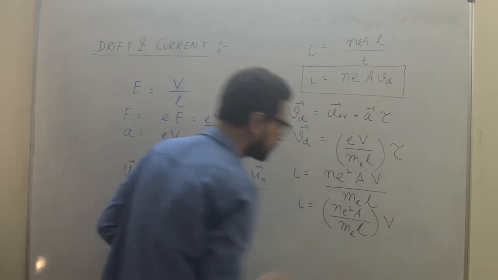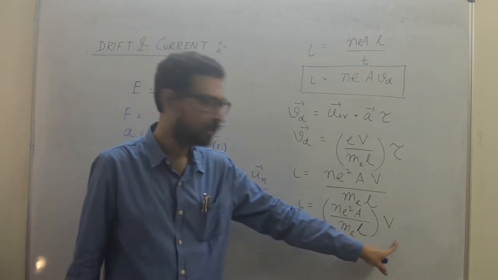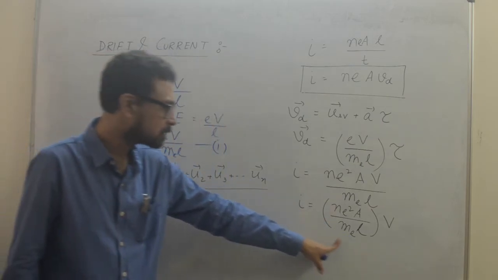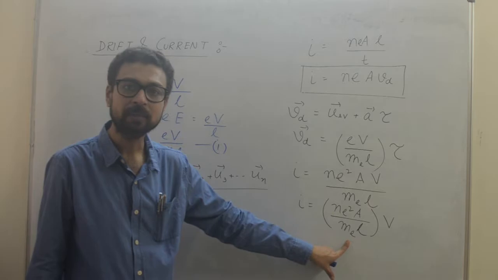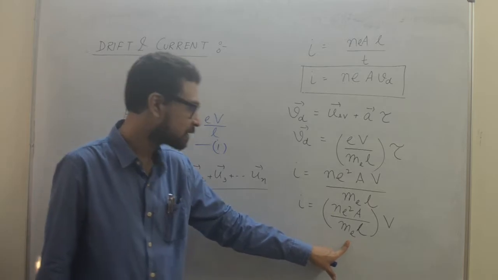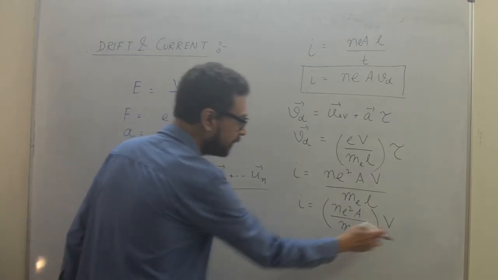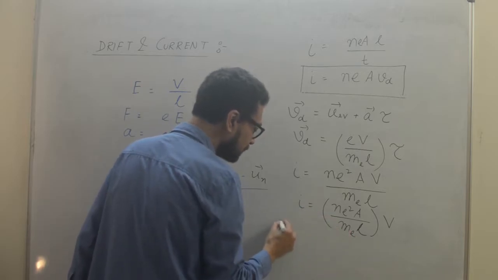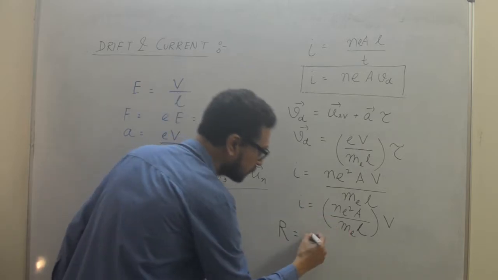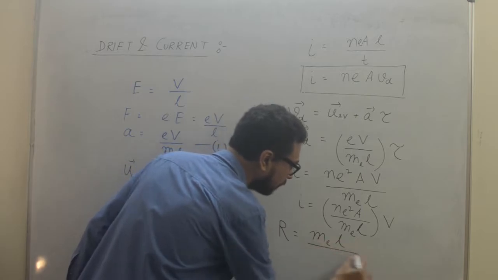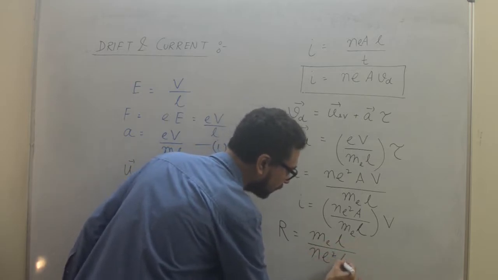We can say that this n e square A by m_e L is a constant and it proves Ohm's law. V is proportional to I. This is a constant, and this constant is what we call resistance. So we can easily say V equals I R. So we can easily say that resistance is equal to m_e L by n e square A.